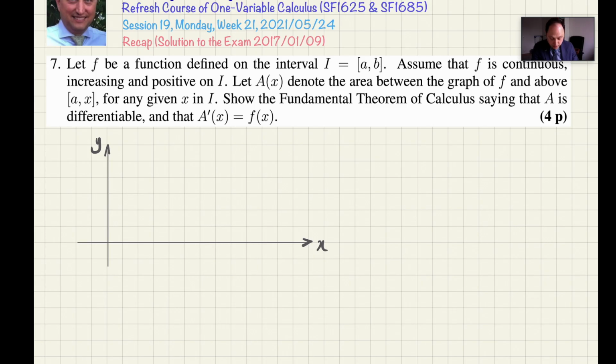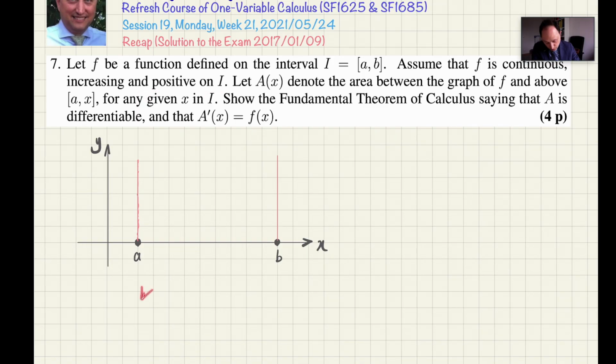f is a function defined on this interval from a to b. So this is the interval from a to b. Because that is a closed interval, these points are included. Assume that f is continuous, so it means the graph of the function doesn't have any discontinuity, increasing and positive on I. So if I restrict myself to this interval, let me draw a solid line because this is included. The function that I have is increasing and positive on I.